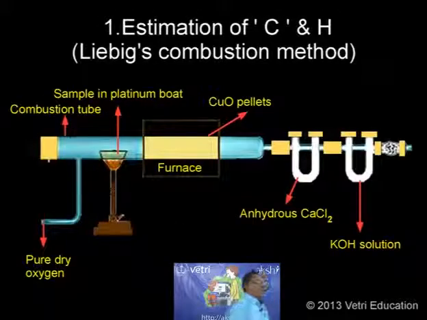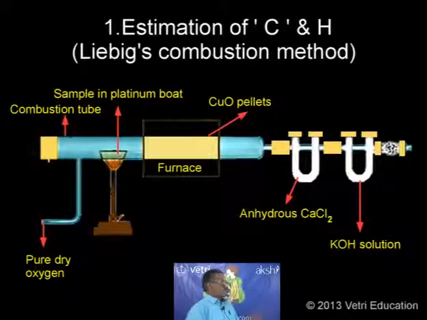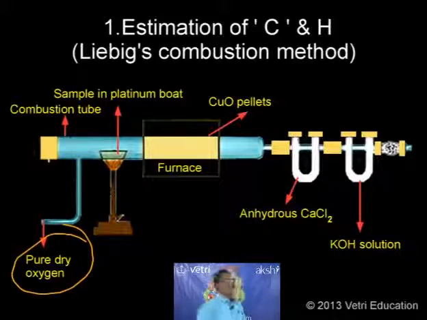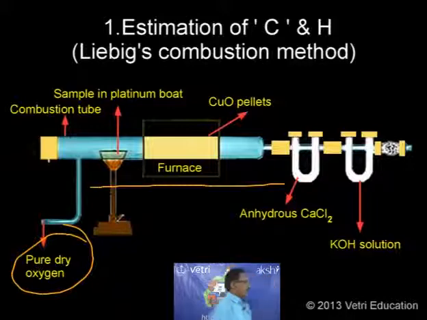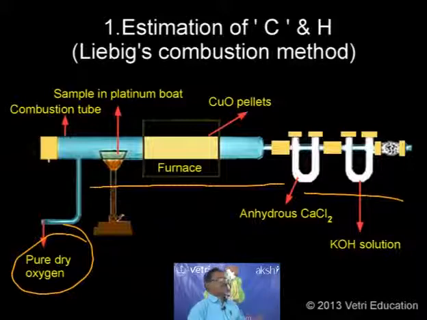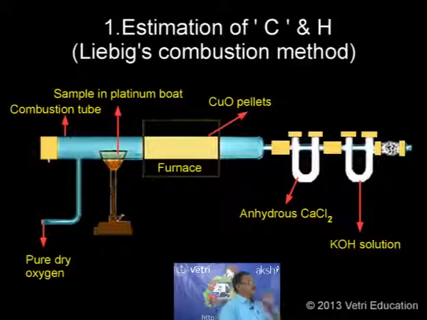Coming to the experimental part. The apparatus here consists of three parts. Part 1 is the oxygen supply. Part 2 is the combustion tube, and the third part is the absorption unit, absorption of carbon dioxide and absorption of water. So there are three parts of the apparatus. I have already discussed the basic principle, and now what is the procedure we have to follow?